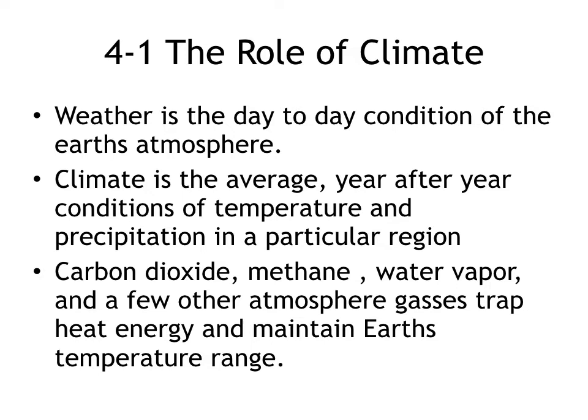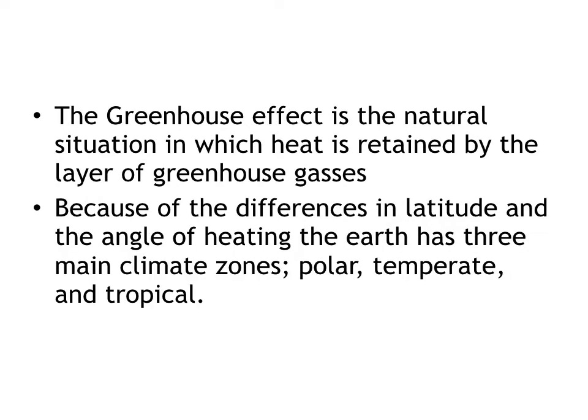Carbon dioxide, methane, water vapor, and a few other atmospheric gases trap heat energy and maintain the Earth's temperature range. So it's these gases that help to maintain the temperature on Earth so that it doesn't get too cold, because obviously without them it would be the freezing cold of space. We would not be able to capture the sun's energy and maintain the temperature. Now, the greenhouse effect is the natural situation in which heat is retained by the layer of greenhouse gases. All right? Just like a greenhouse that you would buy plants at, that retains the sun's heat so it can be warm and you can grow plants in the wintertime.